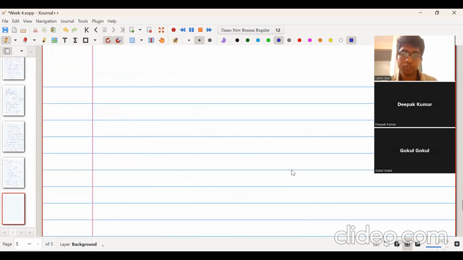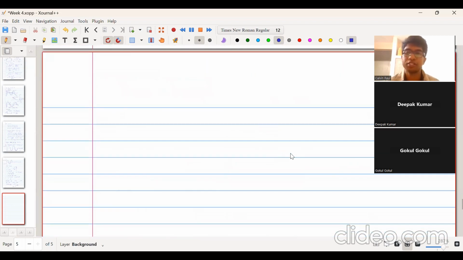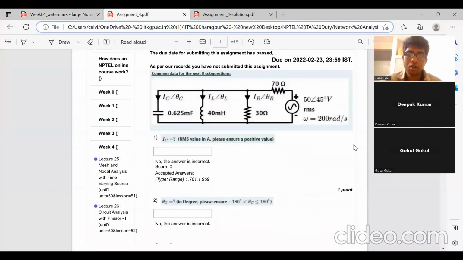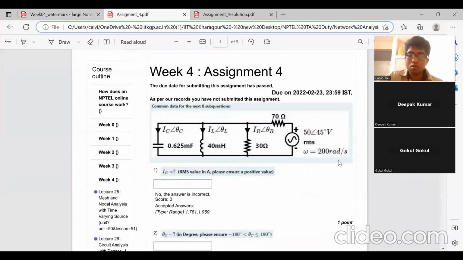And now we will proceed to solving actual sums, where we hope to use part of the theory which we have learned. So let us consider this sum, where this circuit is given over here.